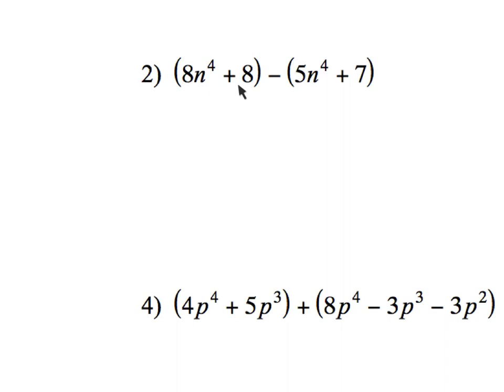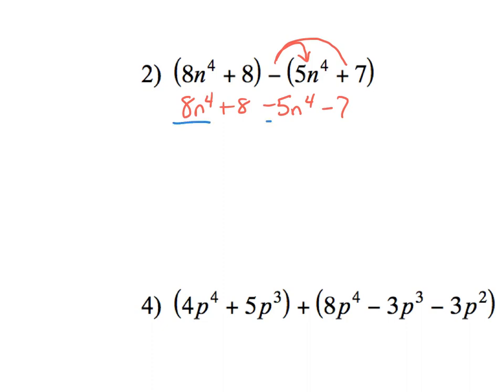All right, now number 2, we have a binomial minus a binomial. Now when it's minus, it's not as easy as when it's addition, so we have to do a little bit of work here. The work we're going to do is called the distributive property. So I'm going to bring this first binomial down without the parentheses, and then negative times 5n to the fourth is negative 5n to the fourth. Negative times 7 is negative 7. Now, once I've distributed my negative symbol, now it's just like the first 4 review problems we did earlier.